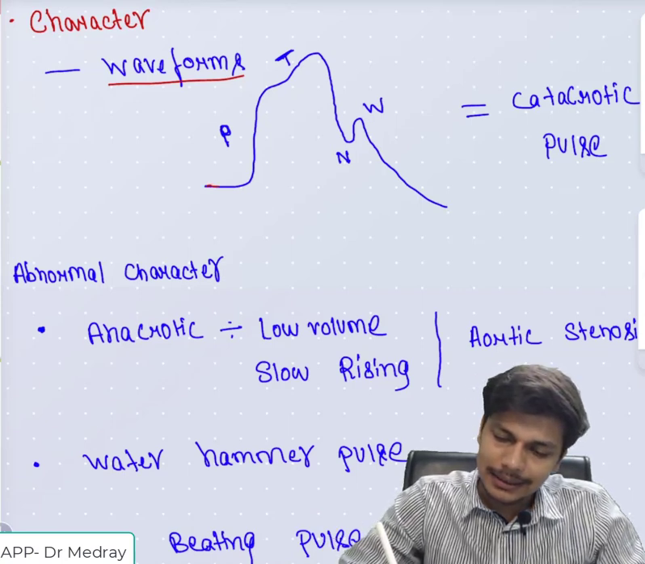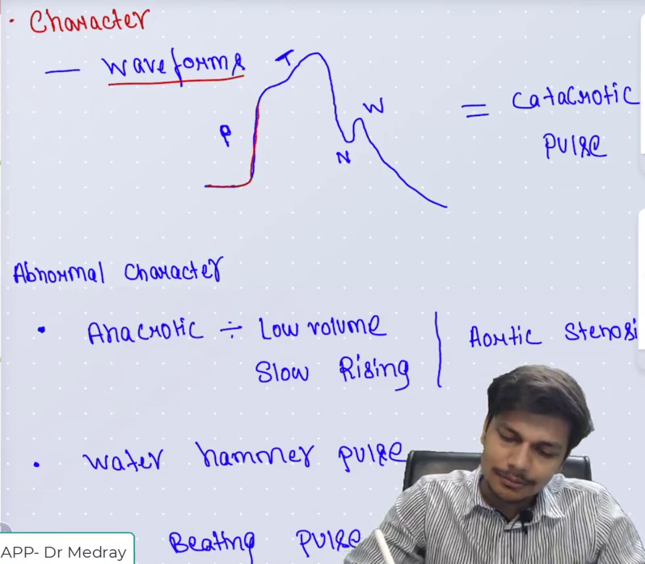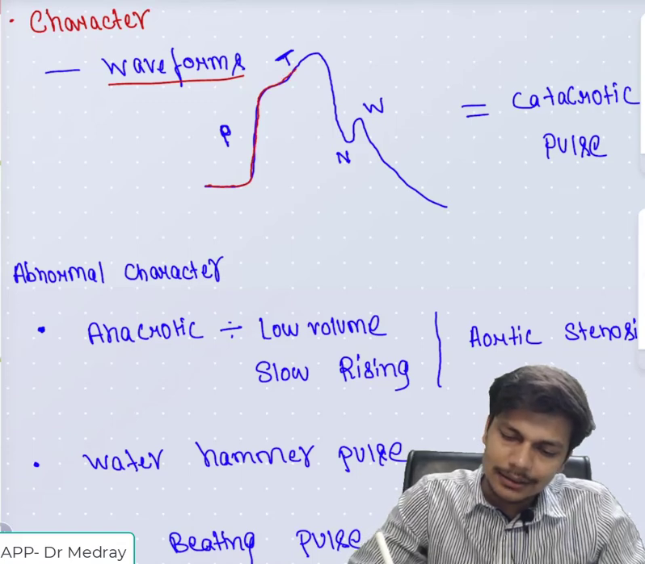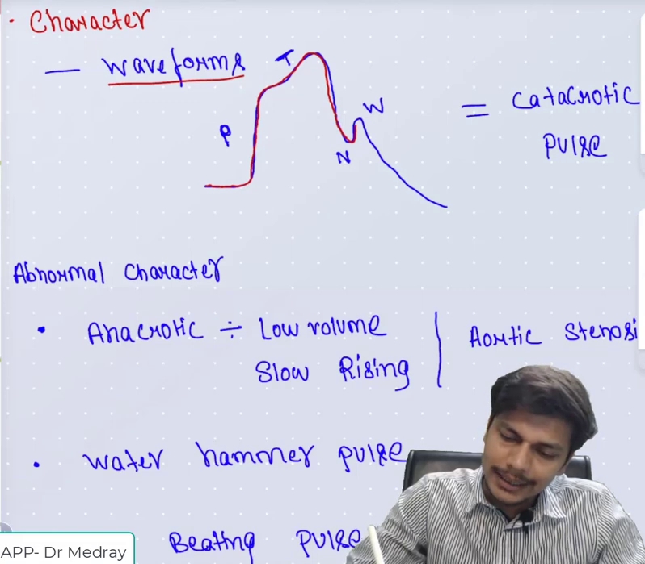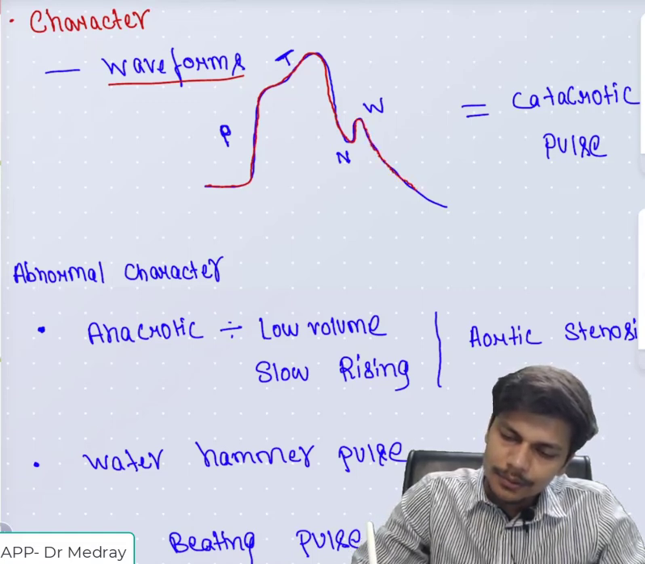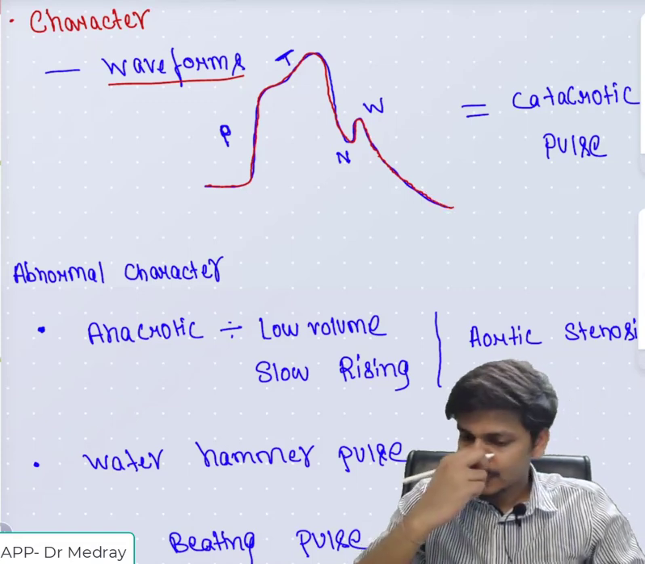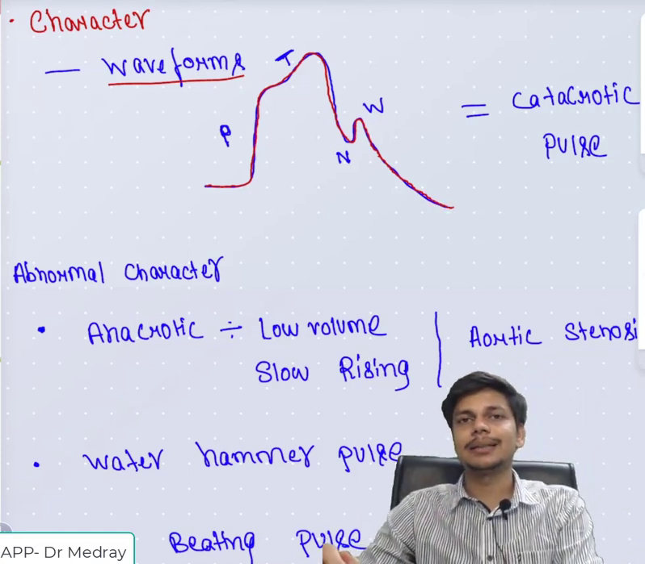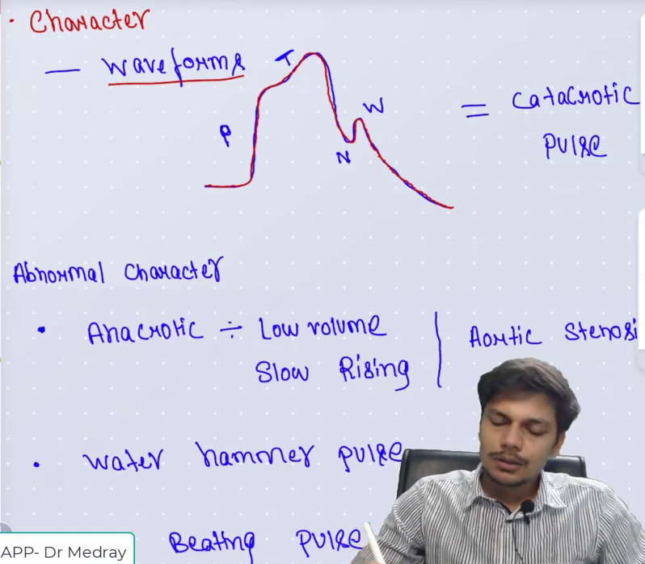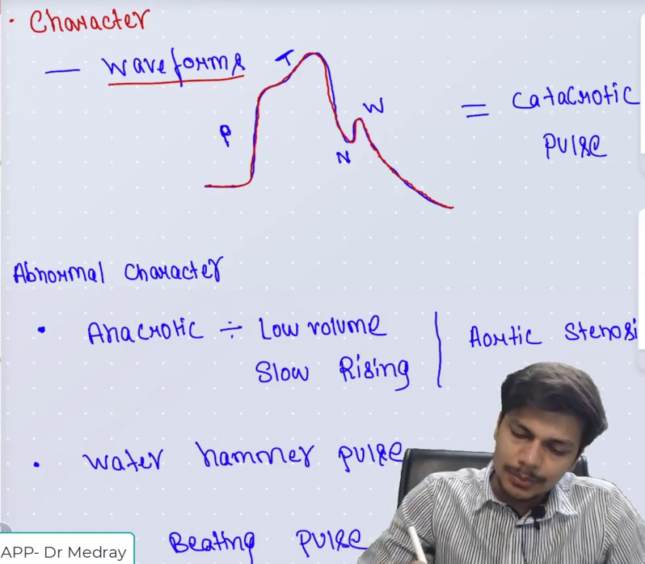Normally there are three waves. This is the percussion wave, this is your tidal wave, and this is your dicrotic notch and dicrotic wave. So this P is your percussion wave.